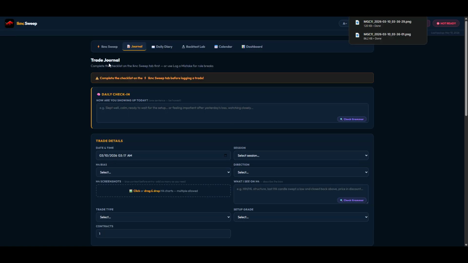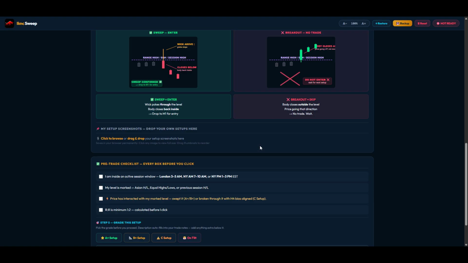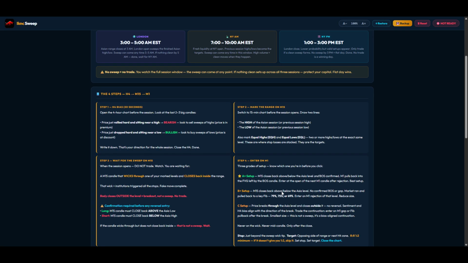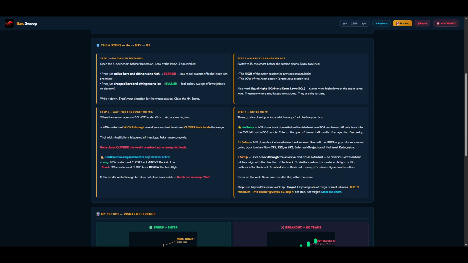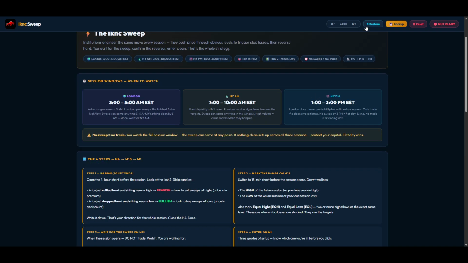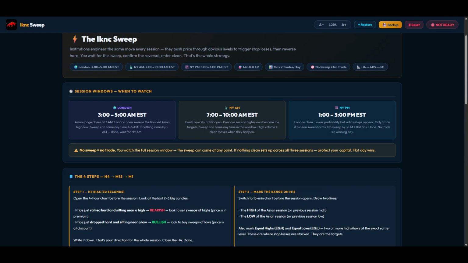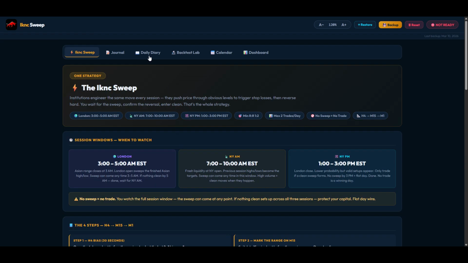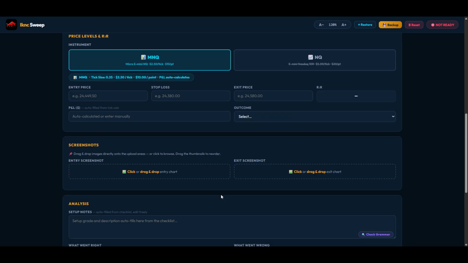Okay, so this is my trade journal here. This is my step-by-step. I have my A plus setup, I have my B plus setup, and I have my C plus setup. The setup that I'm looking at right now would fall under the C plus category. Let me make this a little bit bigger because I'm a blind person. All right, go back to my journal.